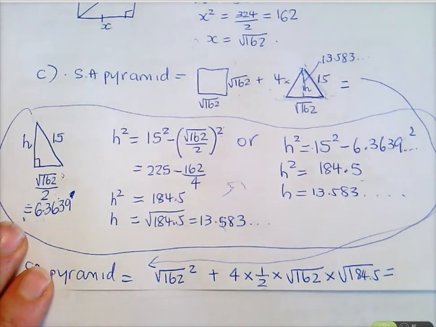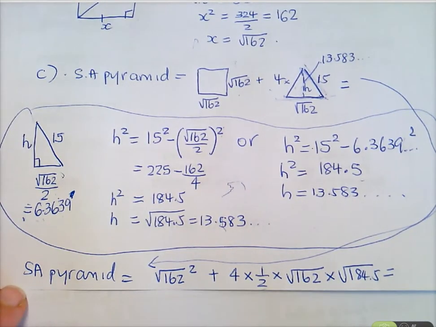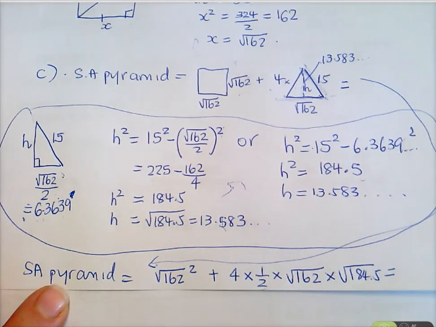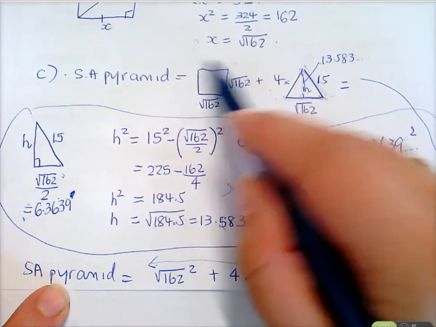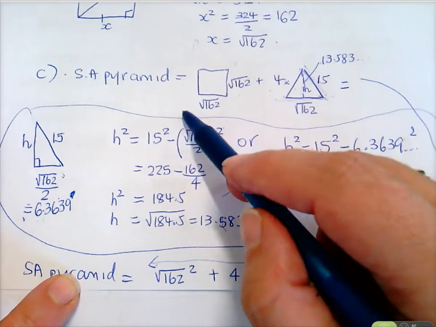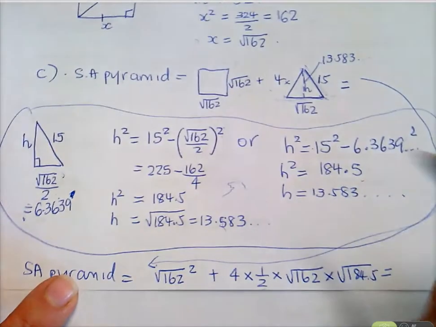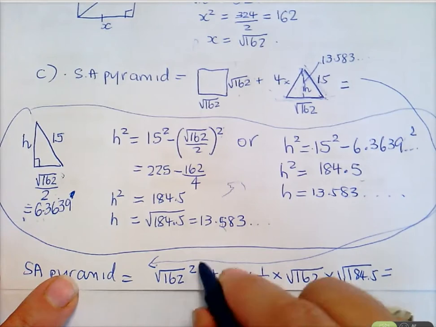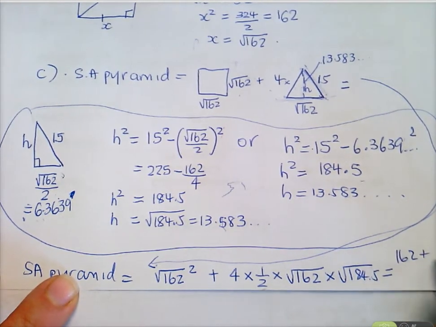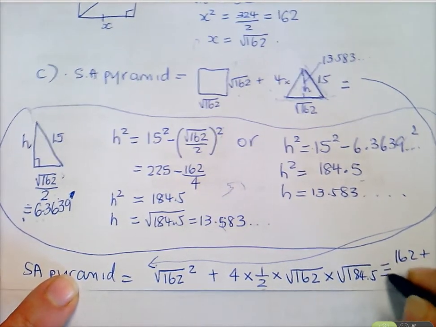Anyway, what do you get? You can do it all together. Square root of 162 squared is just 162. It's the area of the bottom. Square root of 162 times square root of 162. If it was 5, for example, the base, you do 5 squared. Now, do you know why I've written it as squared? What happens to the square root and the squared? They cancel. So you'll get 162 plus whatever that answer is.